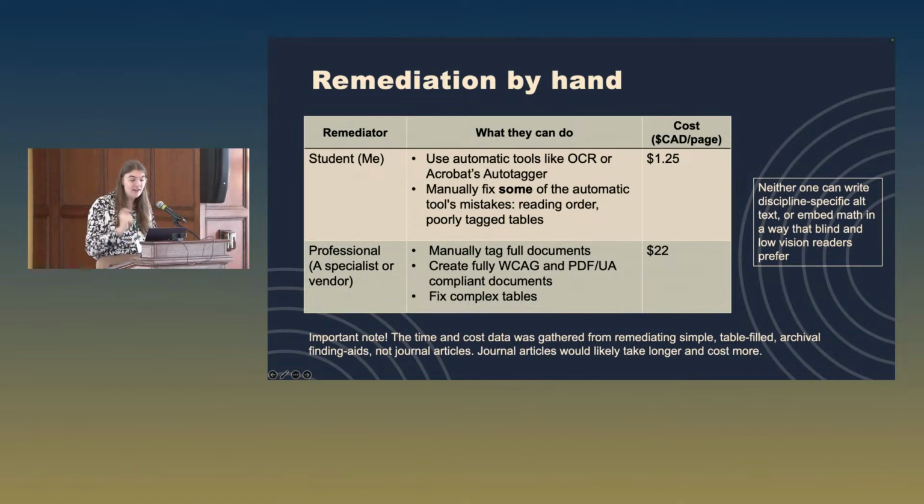For contrast, on another project I helped with, which looked at PDF finding aids, a vendor said they could remediate for about $22 per page, but they could create WCAG-compliant documents. But that's obviously way out of almost anyone's price range. But still, as non-authors, neither of us can produce adequate subject-specific alt text for figures and math. So neither of us can fully complete accessibility requirements.